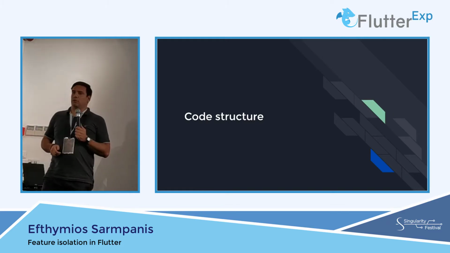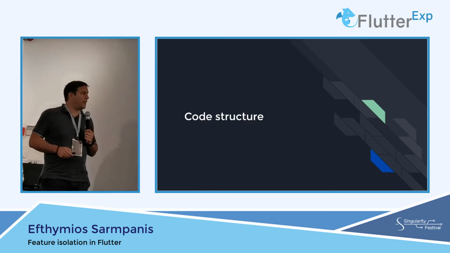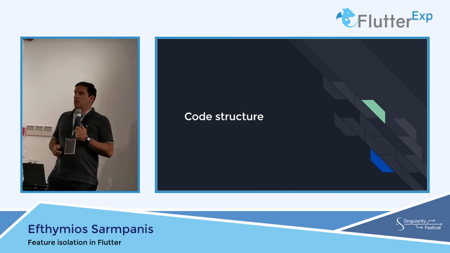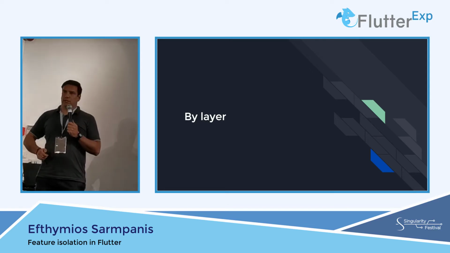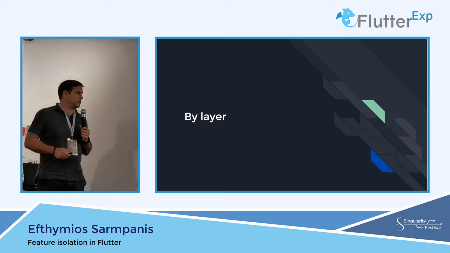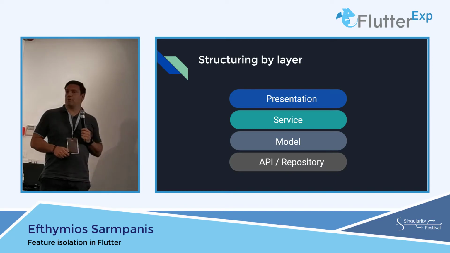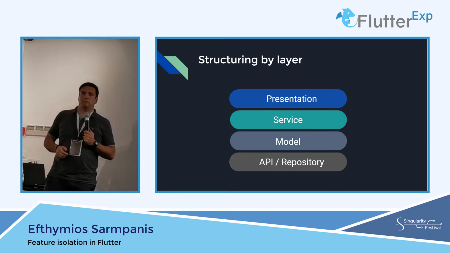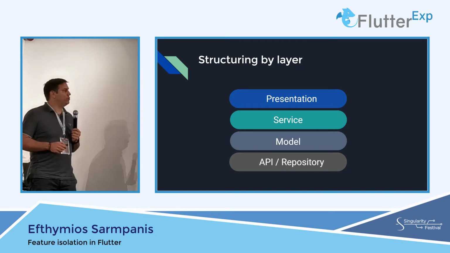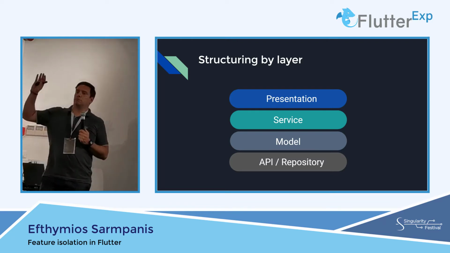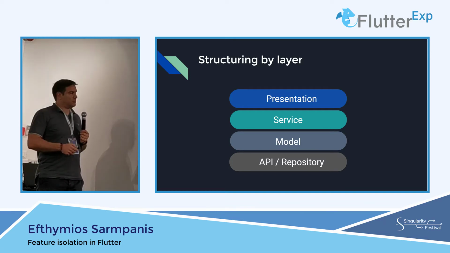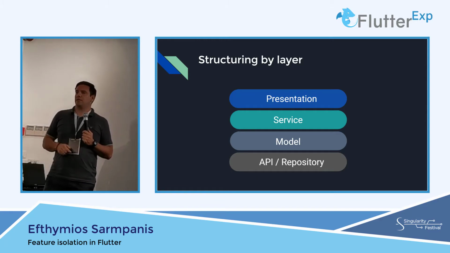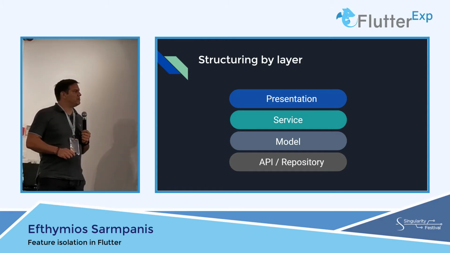So let's take a look at code structure. How do we structure code? Most of the time, what I've seen, it's fairly popular in Flutter, but in other languages as well, it's structuring by layer. So, okay, who uses layers in their application? And most of the time, I put those 4 as representative. You can have more or fewer layers, but for me, it makes sense to have those 4.